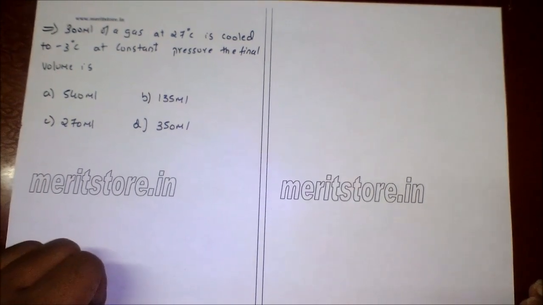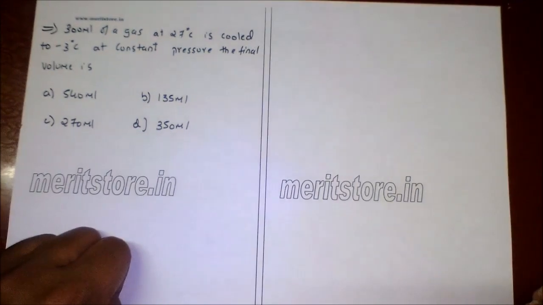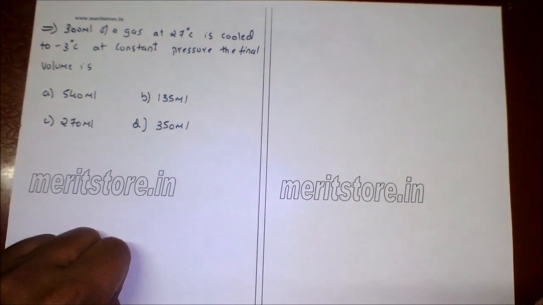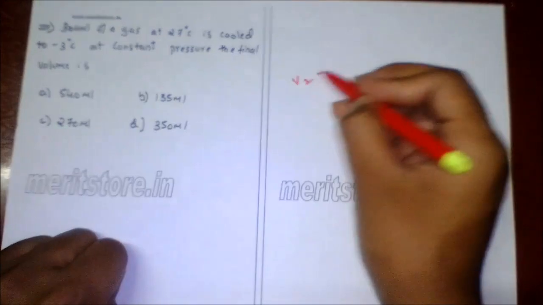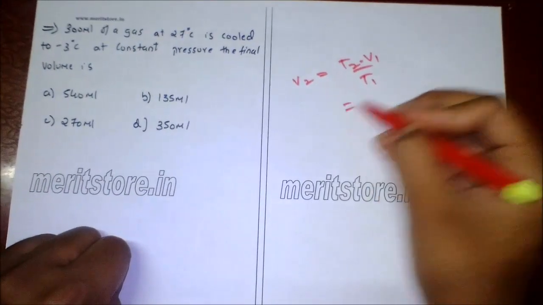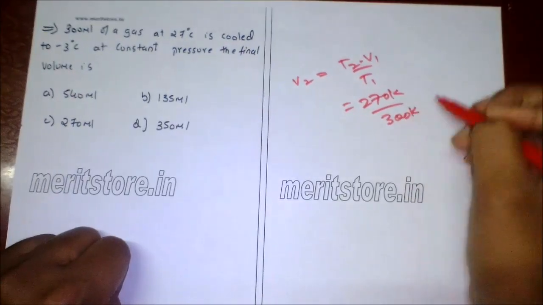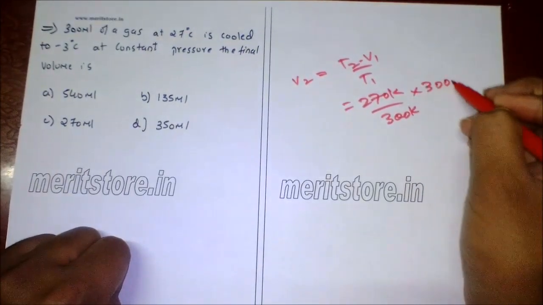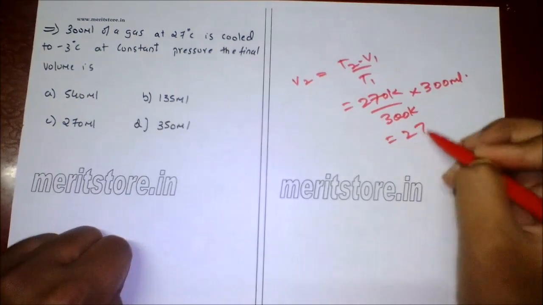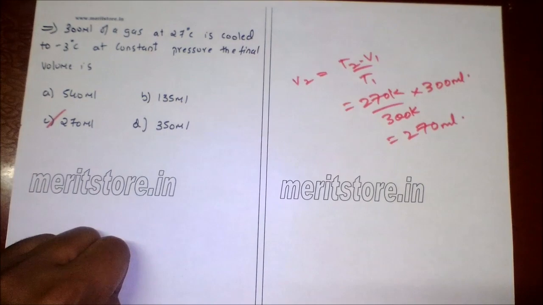300 ml of a gas at 27 degrees Celsius is cooled to minus 3 degrees Celsius at constant pressure. The final volume is. So final volume V2 is equal to T2V1 upon T1. So 270 Kelvin divided by 300 Kelvin into 300 ml, which comes out to be 270 ml. So option C is the correct answer.